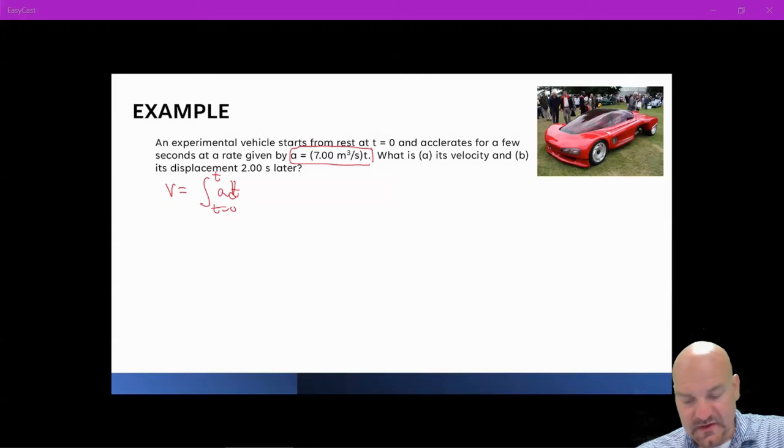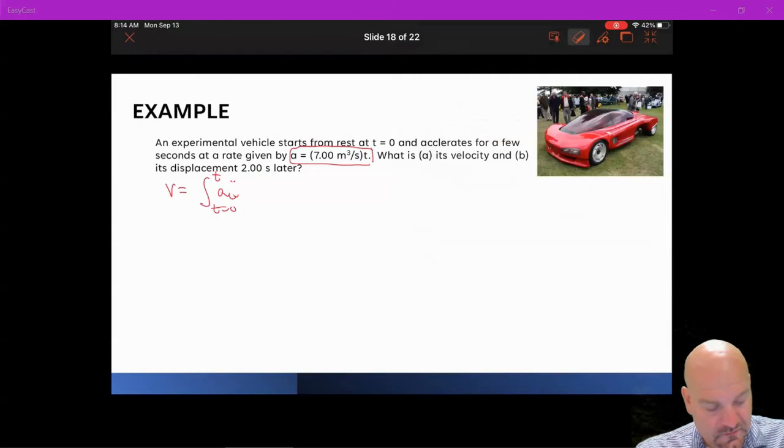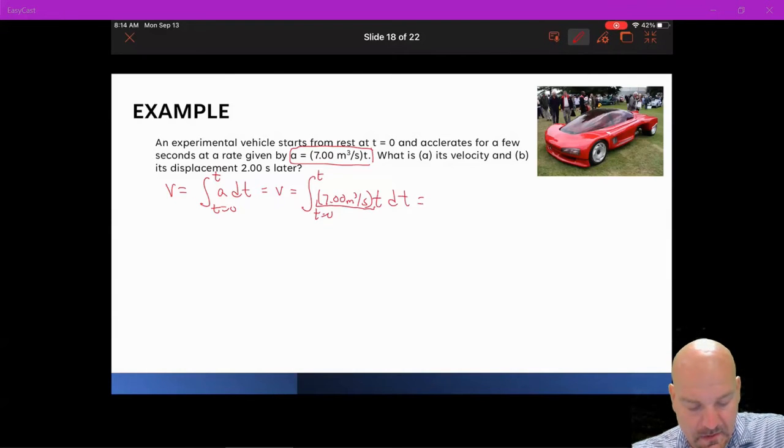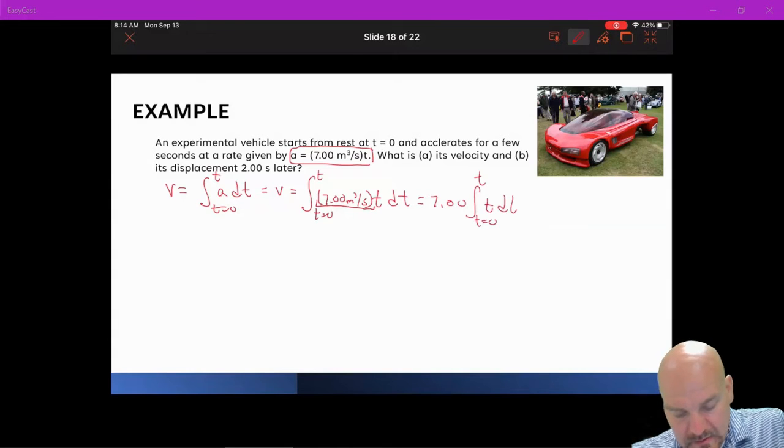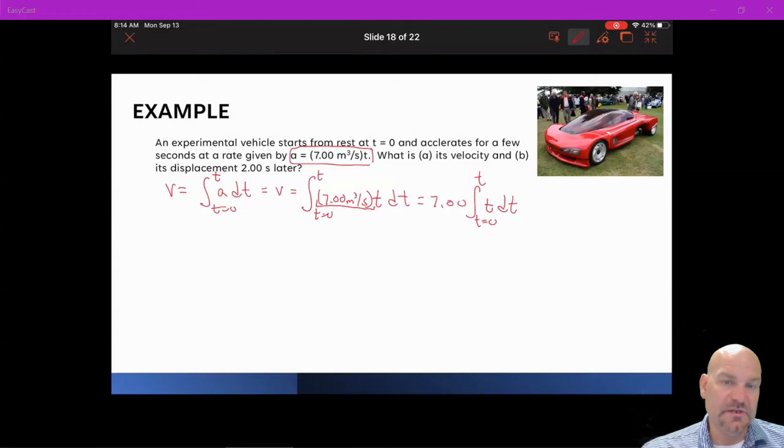That's really where the difference is going to come in now. If the acceleration is not constant, they're going to give you an equation with respect to time. So v equals the integral from t equals 0 to t of 7.0 meters cubed per second t dt. What we can do is take this out. I'm going to drop the units just for simplicity. Now we have 7.0 times the integral from t equals 0 to t of t dt.